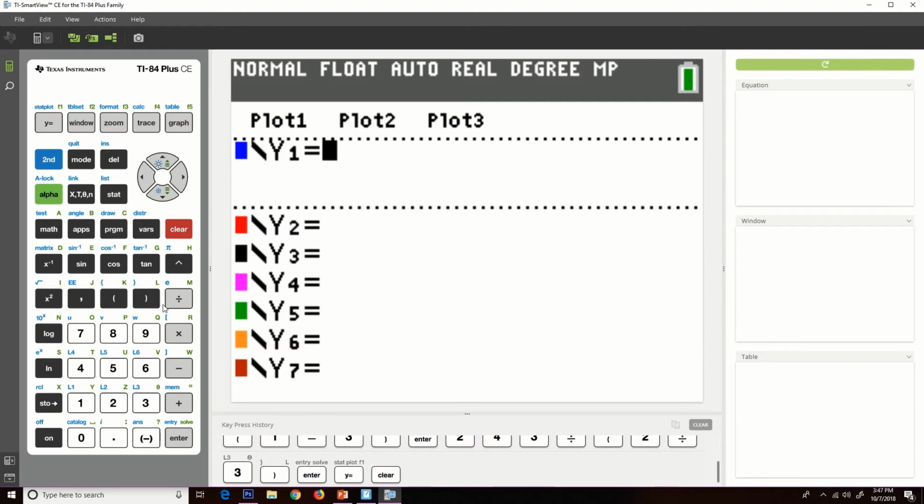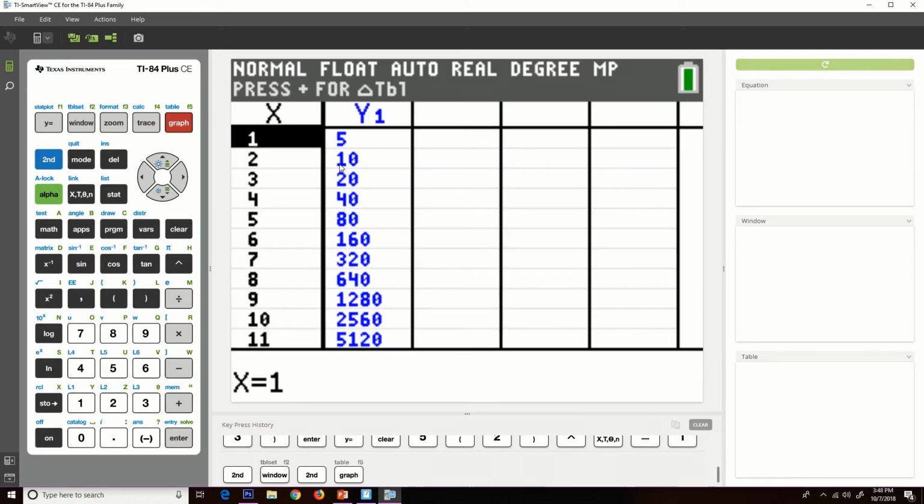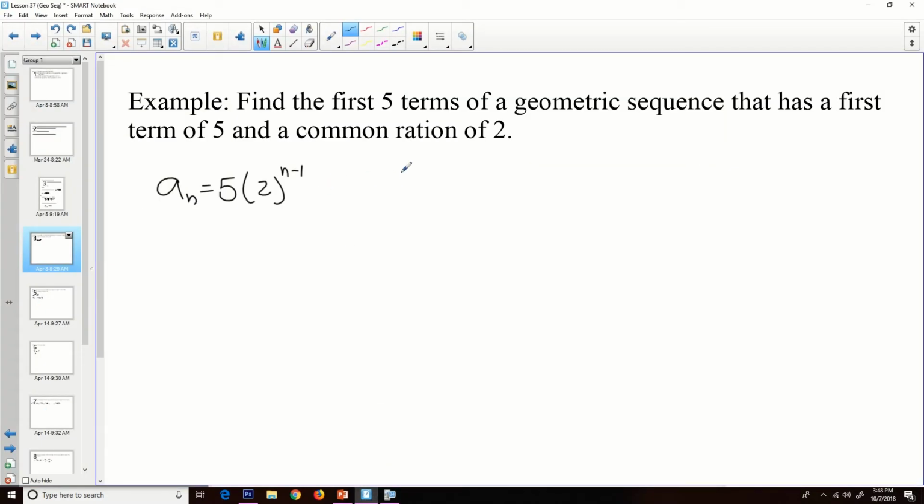So we'll go to our y equals, we'll clear that out. We'll go 5 times 2 raised to the x minus 1. We'll go to our window here. We'll start our table at 1 and go by ones, leave everything on auto, and we'll hit graph there. So 5, 10, 20, 40, 80 is what we're looking for. And so 5, 10, 20, 40, 80. This sequence goes on forever, so let's go dot, dot, dot like that. That'll work. All right, next example.